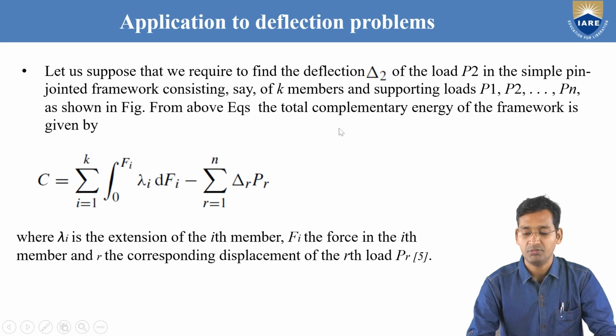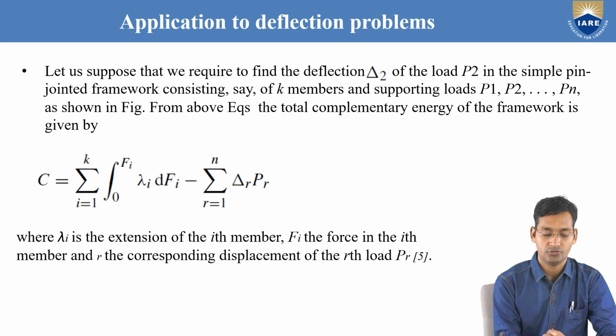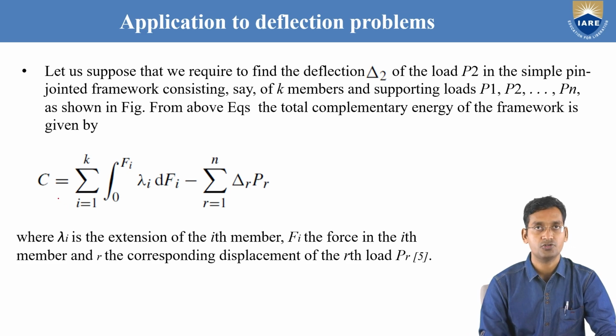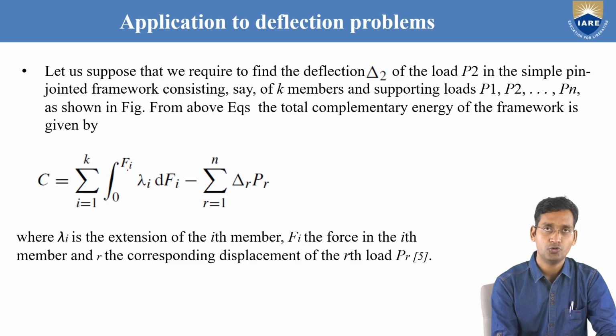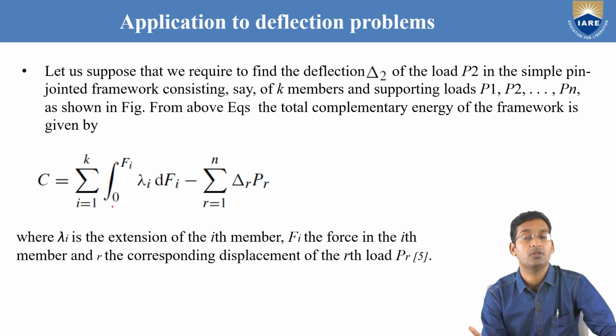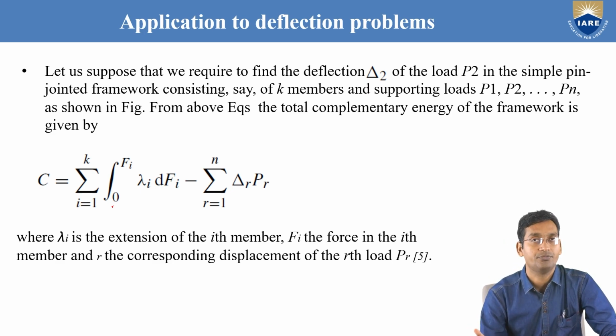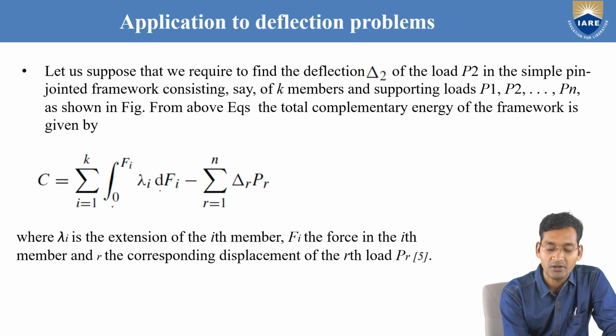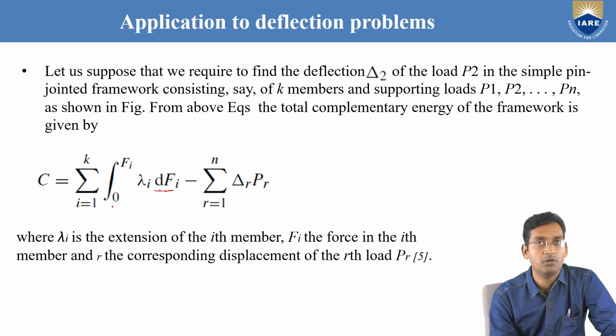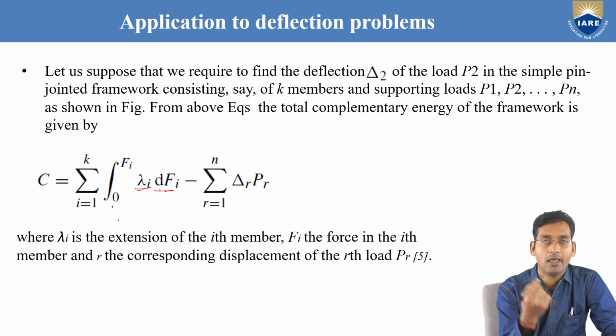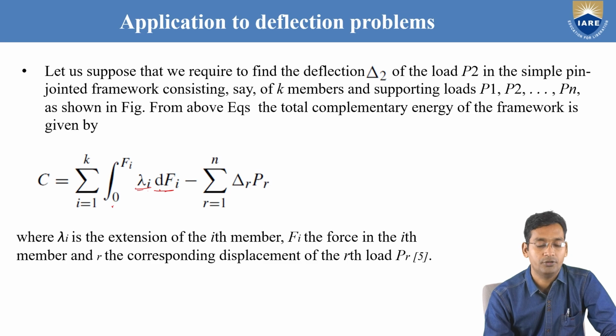The total complementary energy of the framework is given by C equals the sum over i equals 1 to k of the integral from 0 to Fi of lambda i dFi. Just see here, the integration limit is up to Fi. If suppose it is the fifth member, then 0 to F5. Whatever member you are finding, the force of that member you have to take. So if you are finding for the first member, it will be lambda 1 dF1. Second member, lambda 2 dF2. Because of the force F1, whatever lambda 1 is there, we have to multiply and then integrate over the force from 0 to F1.